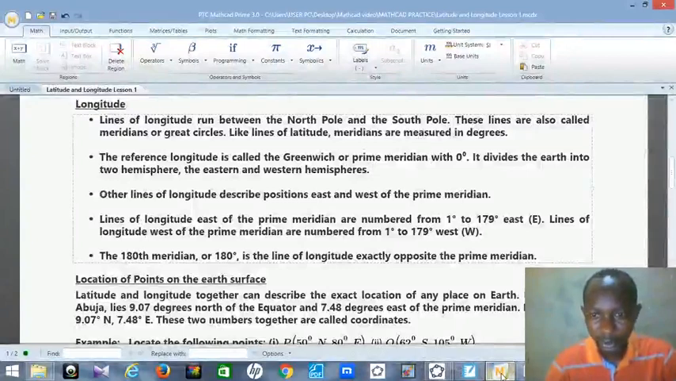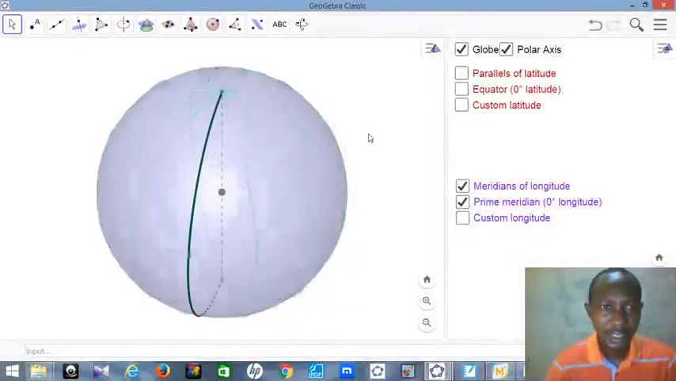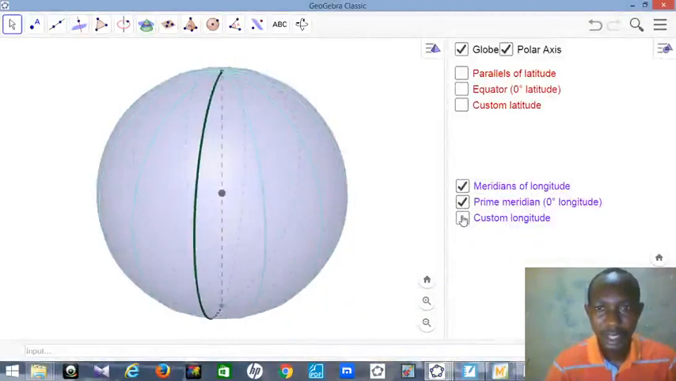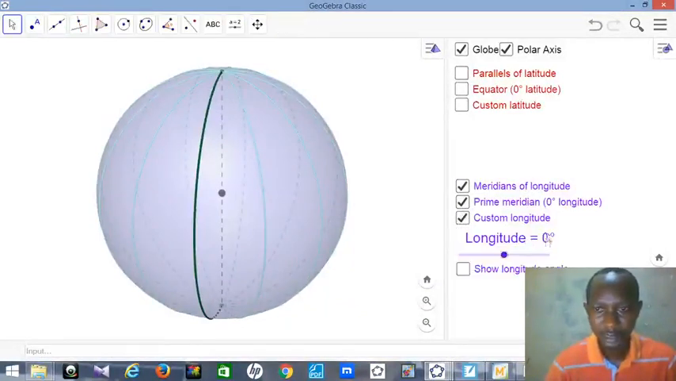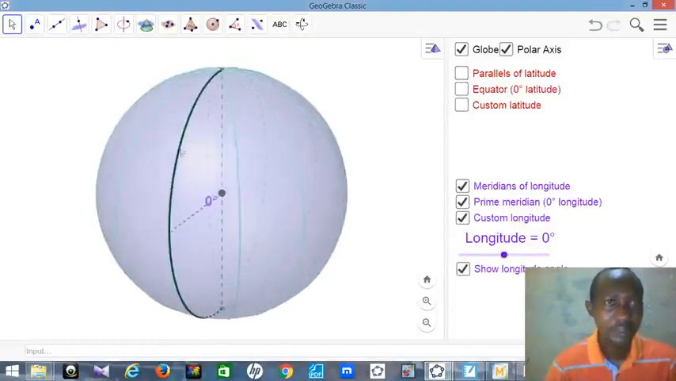So let me show you the lines of the prime meridian. You can see it here. You can see the prime meridian. If I put the angle so that you can see it, see, 0 degrees. If I show the angle, you can see it's 0 degrees. So this is the prime meridian.